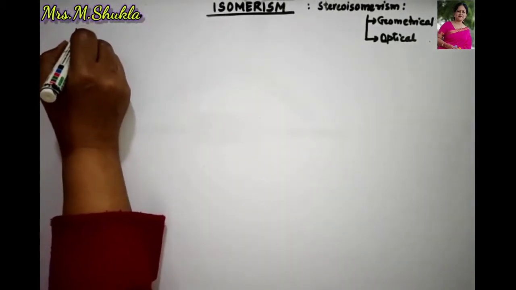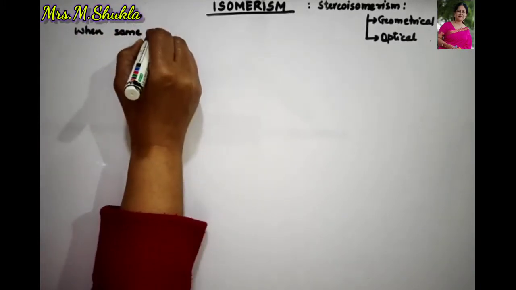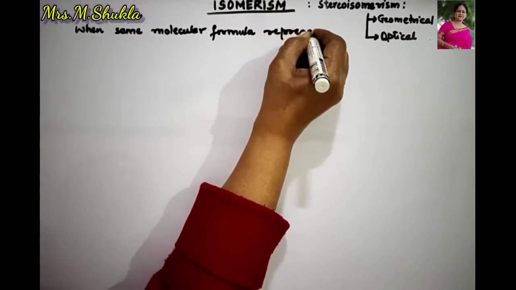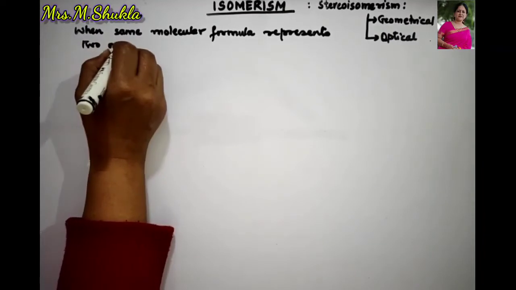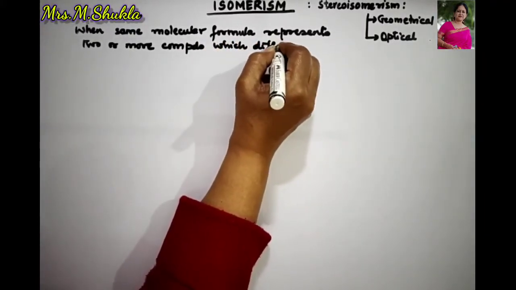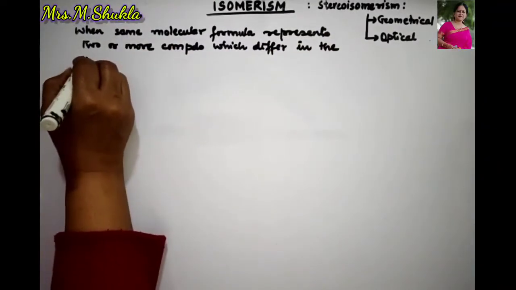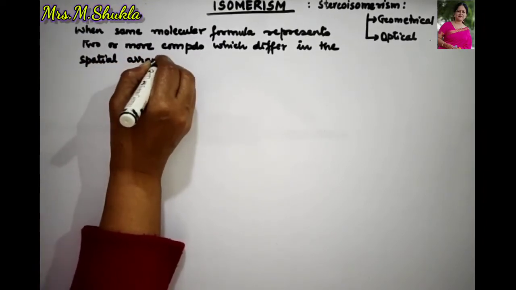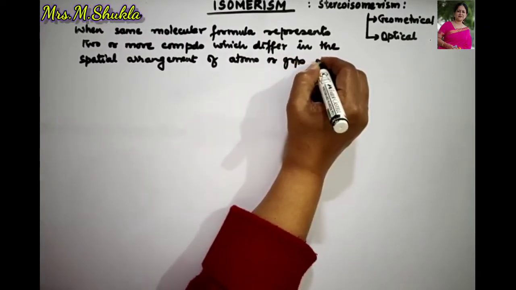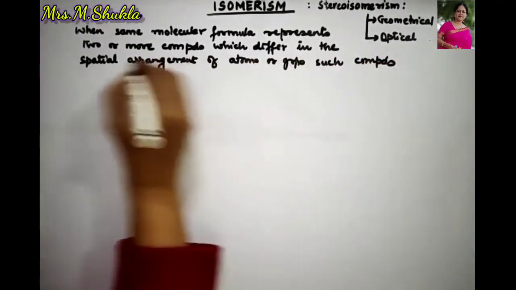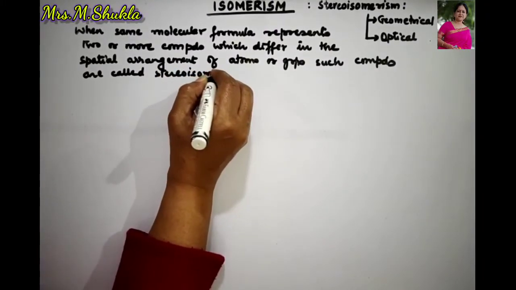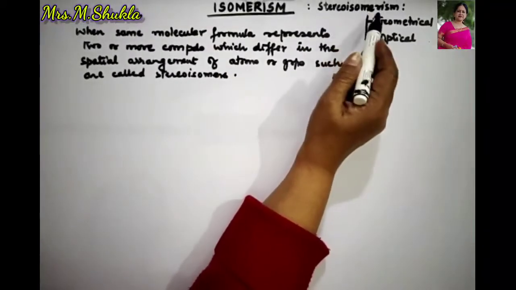So when the same molecular formula represents two or more compounds, okay, which differ in the spatial arrangement of atoms or groups, such compounds are called stereoisomers, and the phenomenon is termed as stereoisomerism, right?